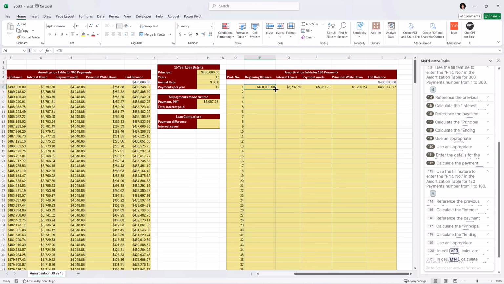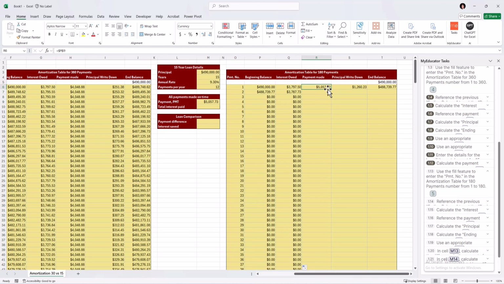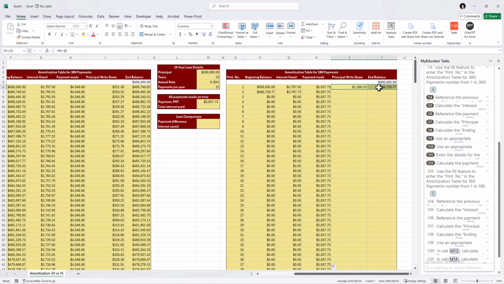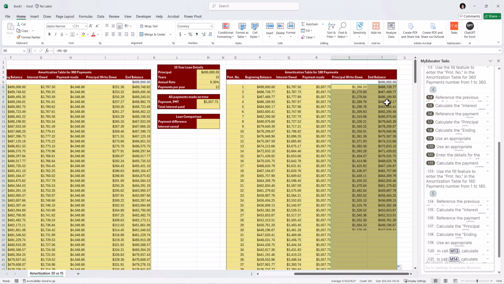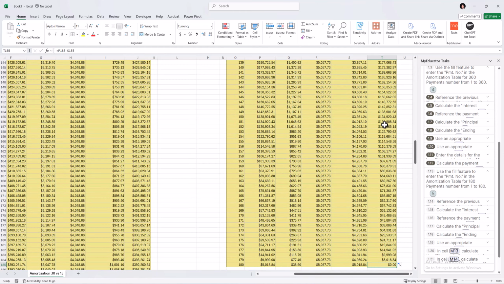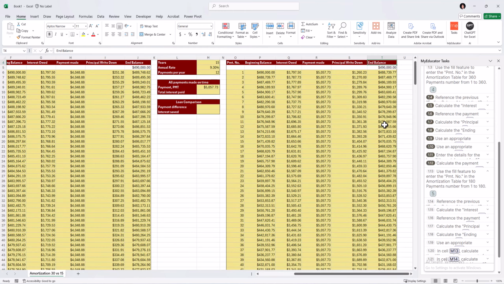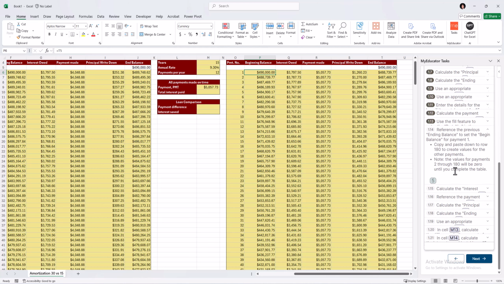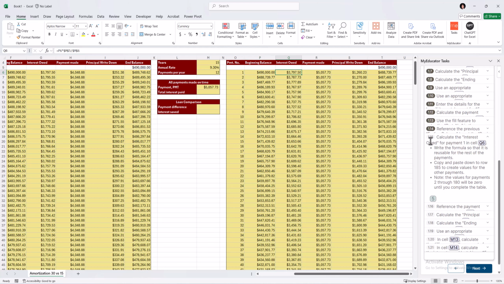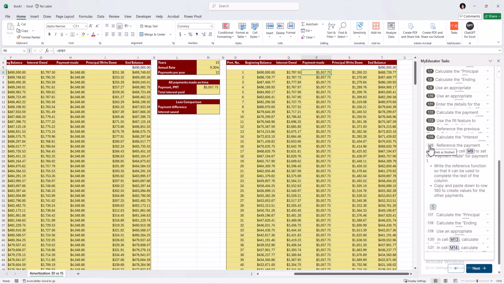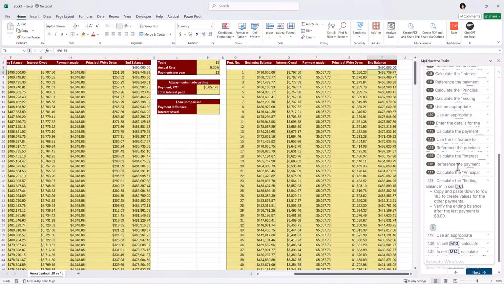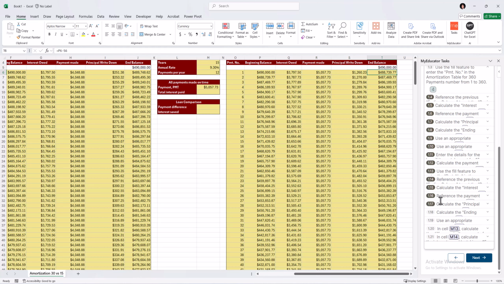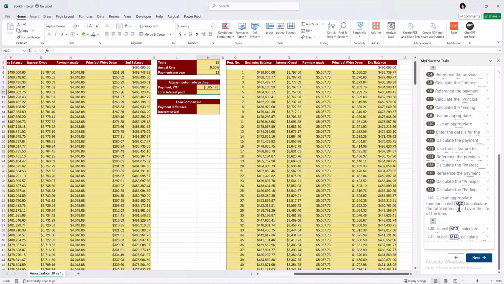You can either copy these formulas down as you go, but then you get a lot of zeros in there, or you can wait and copy them all down together. Either way, you should verify that you've got a zero at the end. Previous value, interest owed, payment, principal, we did that, ending balance, total interest paid, and they want to see a sum function.